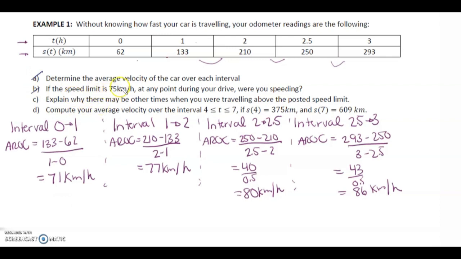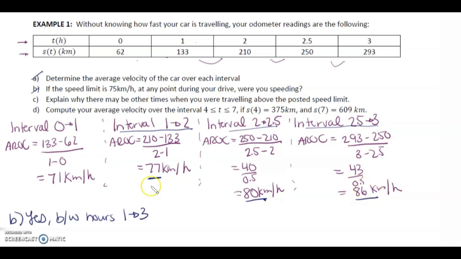B. If the speed limit is 75 kilometers an hour, at any point during your drive, were you speeding? So, yes. Between hours 1 to 3, right? So the interval, like 1 to 2, speeding. Not by much, but still speeding. Interval 2 to 2.5, speeding, right? All of these numbers here are over 75. And interval 2.5 to 3, speeding. So in total, it would be from 1 all the way to 3.